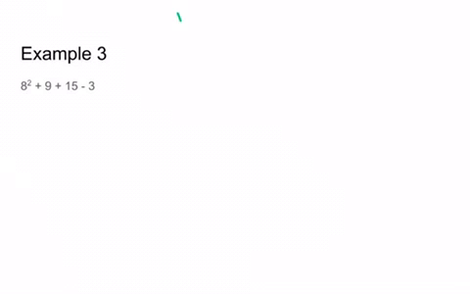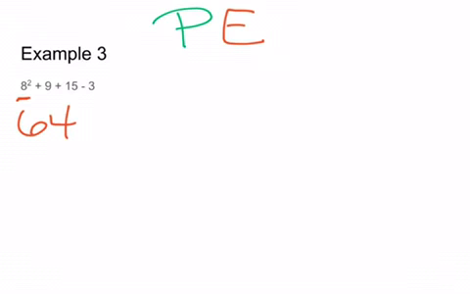Here's another example. We're going to start with our parentheses or any grouping symbols. There isn't any in this problem. Then we look for exponents. We do have an exponent. We have 8 to the second power. So 8 to the second power means 8 multiplied by 8. Two 8s multiplied together. That is 64.